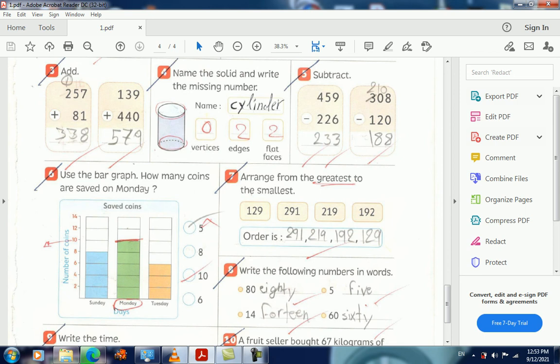Now 308 minus 120. 8 minus 0, yes, we can do that. So 8 minus 0 is 8. 0 minus 2, we can't do that. So we have to borrow 1. So if we borrow 1, it becomes 10. So 10 minus 2 is 8. And the 3 becomes 2. And 2 minus 1 is 1. So the number becomes 188.